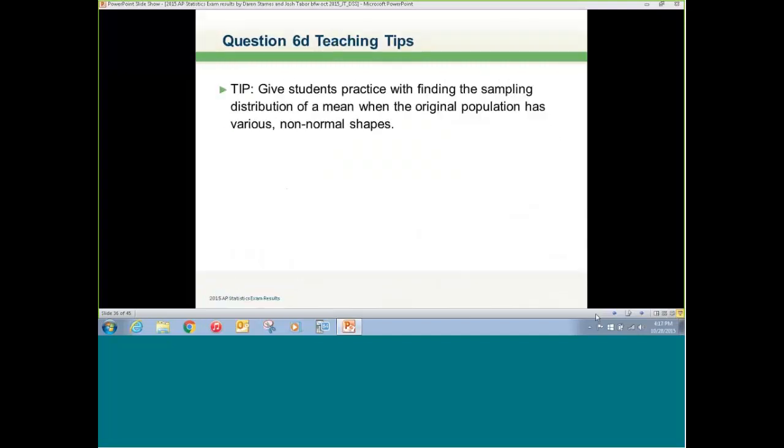So, some teaching tips. I've kind of already shared some of those, but give students practice with finding the sampling distribution of a mean when the original population has various non-normal shapes, like in this case, where the population was bimodal.